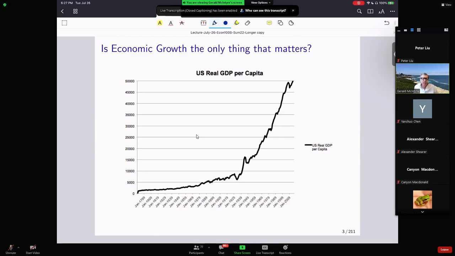Picking up on Lucas's claim, the title of this next slide is: is economic growth the only thing that matters? This graph is a graph of US real GDP per capita, right? So recall it's real GDP, the real production, so inflation adjusted, divided by the population of the United States, going back to 1789. Of course, that's an estimate. We don't have real great data on that, but something in the neighborhood of $1,000 of real GDP per capita at the nation's founding in 1789.